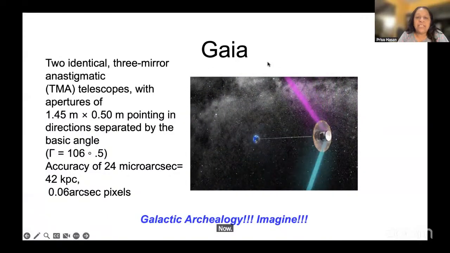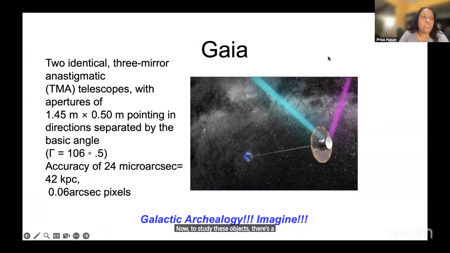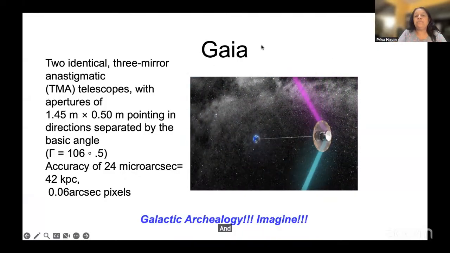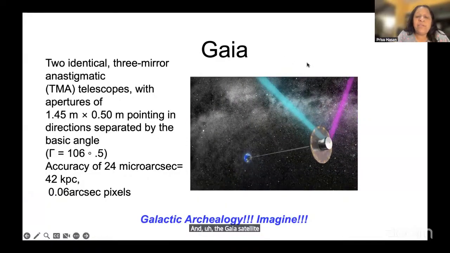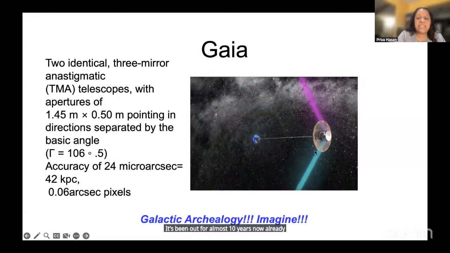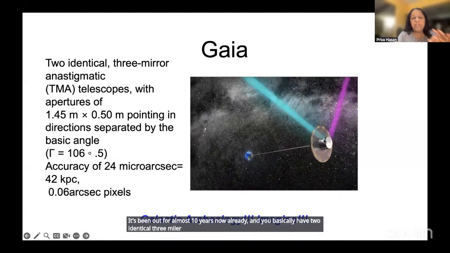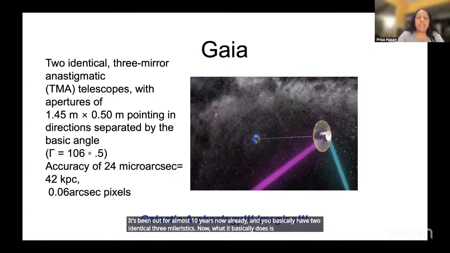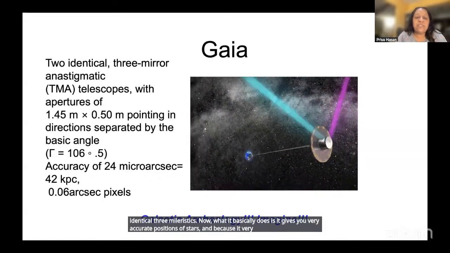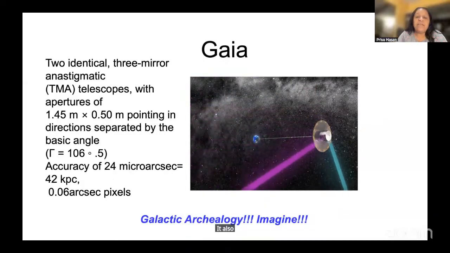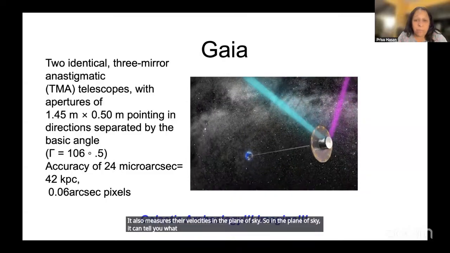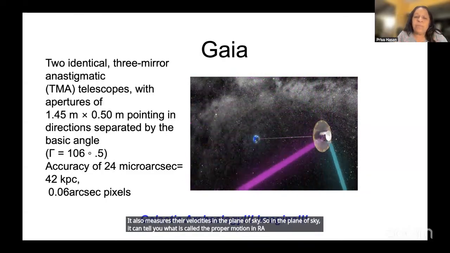Now, to study these objects, there's a very important project, which is the Gaia satellite, which is being used. The Gaia satellite is a satellite by the European Space Agency. It's been out for almost 10 years now already. And you basically have two identical telescopes. What it does is it gives you very accurate positions of stars. And because it very accurately measures the positions of stars, it also measures their velocities in the plane of sky. So in the plane of sky, it can tell you what is called the proper motion in RA and the proper motion in DEC.